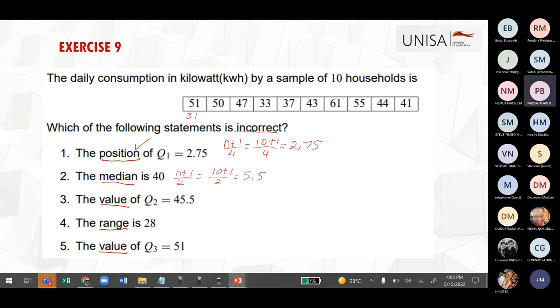33, 37, 41, 43, 44, 47, 50, 51, 55, and 61. There we go. Okay. So we need to find the median, which is on position 5.5.